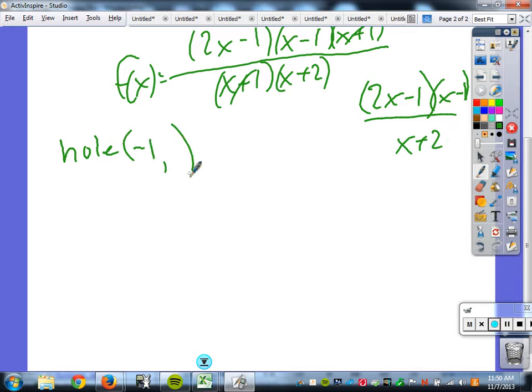How do I find its y value? You plug it into the simplified function. 2 times negative 1 is negative 2, minus 1 is negative 3. Negative 1 minus 1 is negative 2, so negative 3 times negative 2 is 6. Negative 1 plus 2 is 1, so 6 over 1 is 6. So that's the location of my hole. Everybody understand the location part?